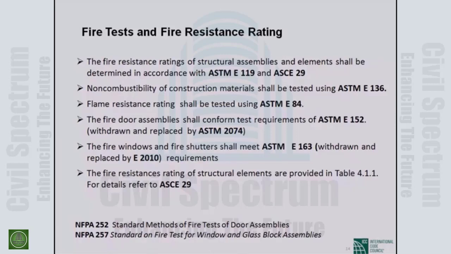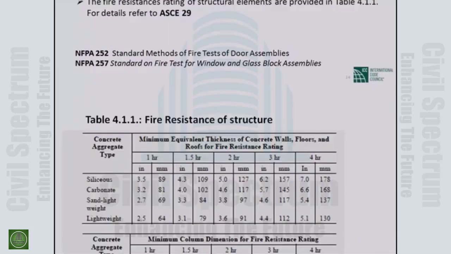Then the last of the fire resistant rating of the structural elements are provided in the table 4.11. That is taken from the ASCE 29. Actually, sometimes when I come to the table, I will give you some little bit details about the ASCE 29. So now I like to show how ASTM E119 and others are working.